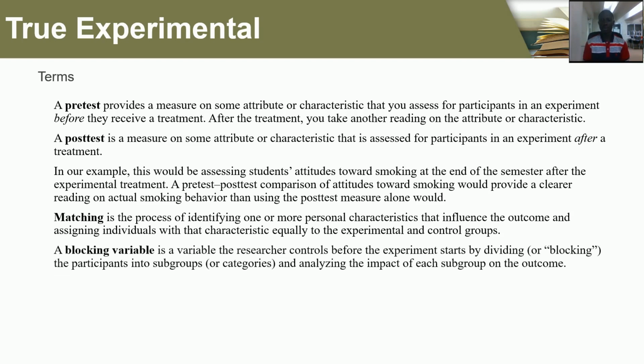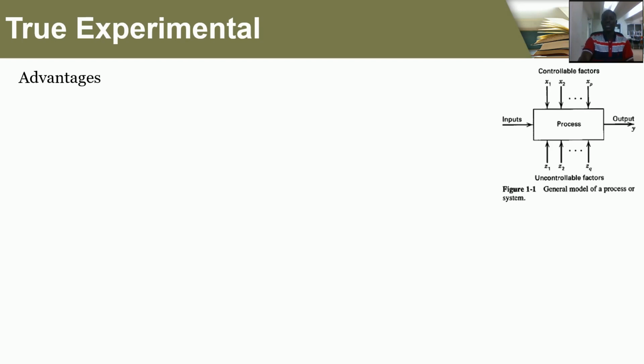A blocking variable is a variable that the researcher controls before the experiment starts by dividing or blocking the participants into subgroups and analyzing the impact of each group on the outcome. Here, what we are saying is that before even the experiment starts, you need to group your participants into subgroups or any categorical group, and you are able to analyze the impact of such subgroups on the outcome of the study. We are looking at the advantages of the true experimental research design.